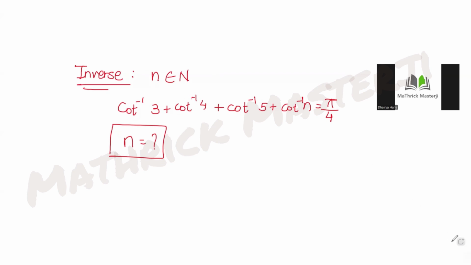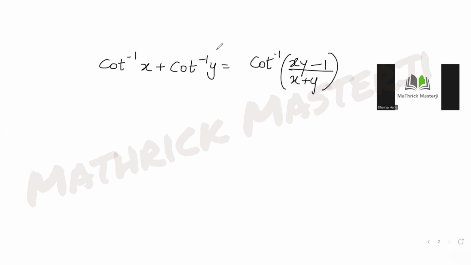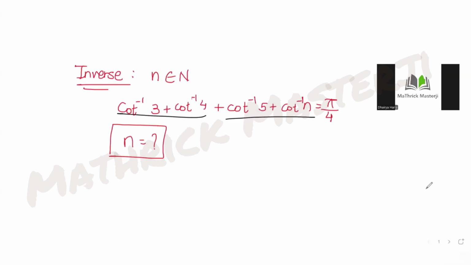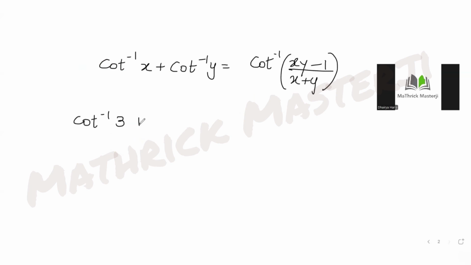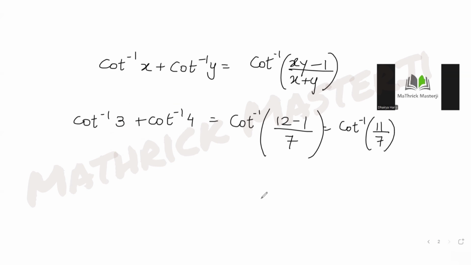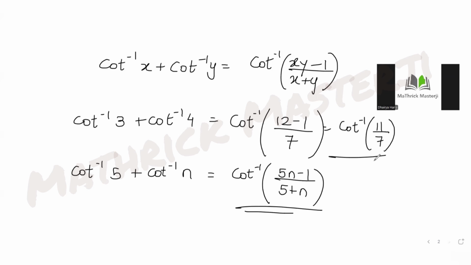Let's try to solve this question now. First of all, I use the idea that cot inverse of x plus cot inverse of y is basically cot inverse of (xy minus 1) divided by (x plus y). So for cot inverse of 3 plus cot inverse of 4, it is cot inverse of (3 into 4 minus 1), so 12 minus 1, divided by (3 plus 4), which is 7. So I get cot inverse of 11 over 7. The second one, cot inverse of 5 plus cot inverse of n, gives me cot inverse of (5n minus 1) divided by (5 plus n). So we have both of these results with us.